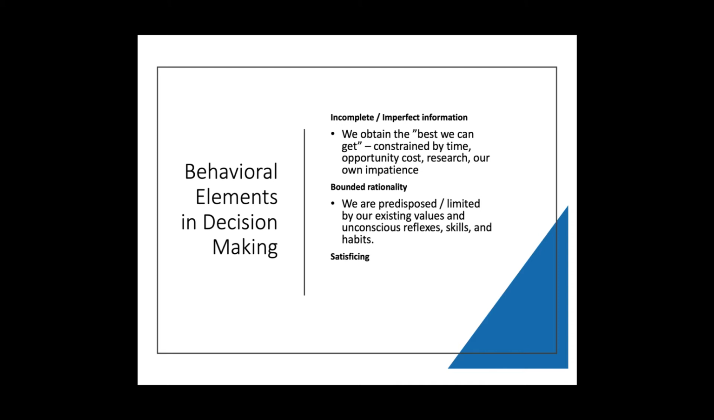And then we tend to satisfice. What is satisficing? Satisficing is searching for alternatives until one is found that meets some minimum standard of sufficiency. So let me see if we can give you an example of this kind of compromise.